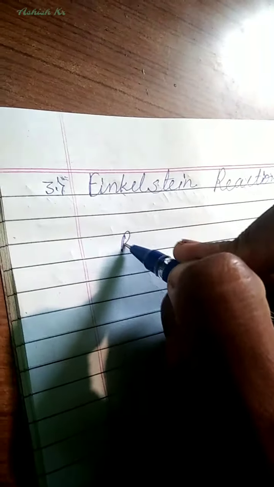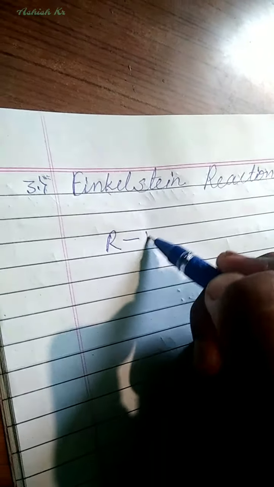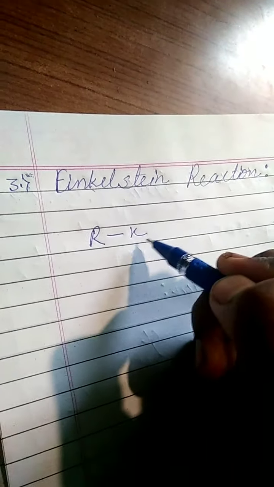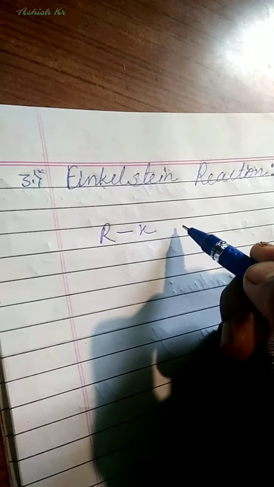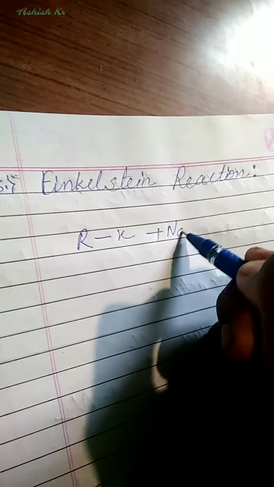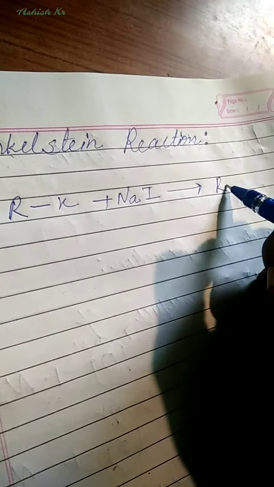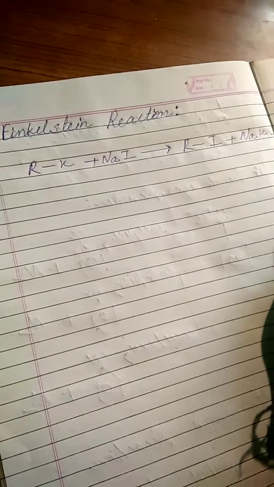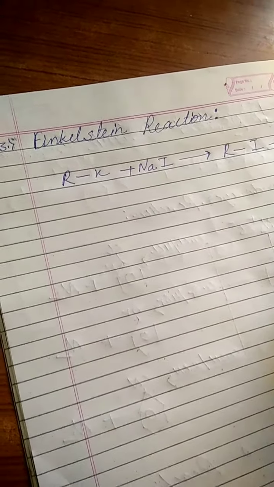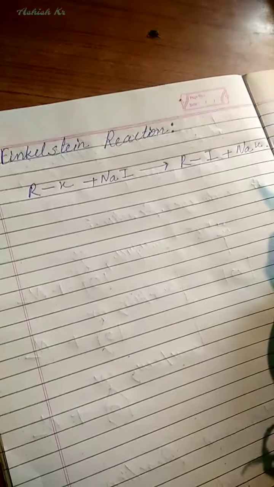So our third reaction is Finkelstein reaction. In this reaction we take RX, where X is any halo group. It reacts with sodium iodide and forms RI and NaX. So this is used to make iodoalkane.